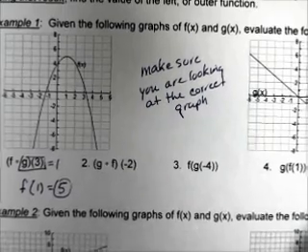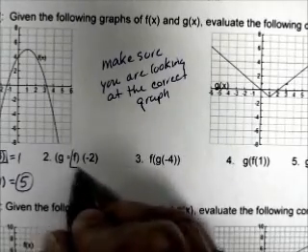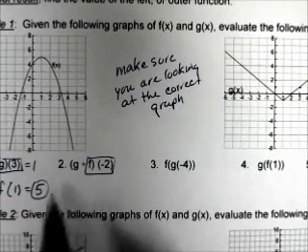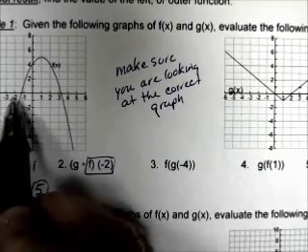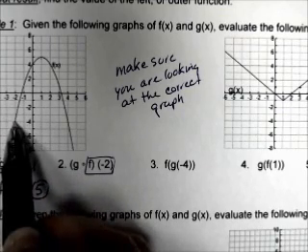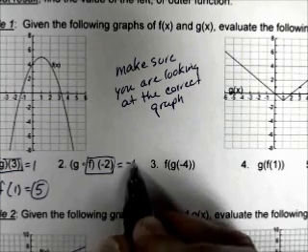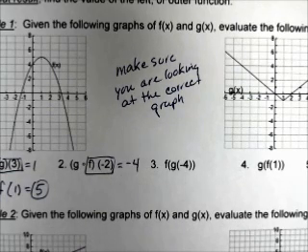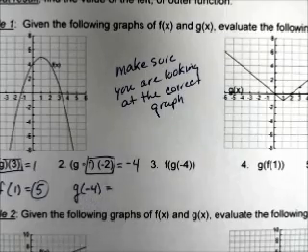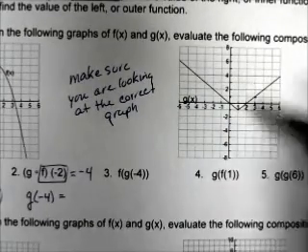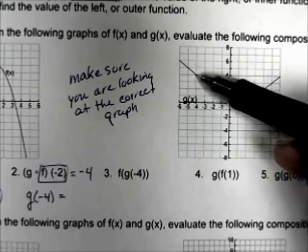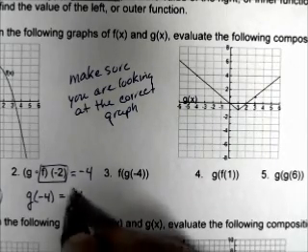Number 2, g of f of negative 2. Finding f of negative 2 first, so make sure you're looking at the f of x graph. F of negative 2, x value on the graph puts us at, looks like, a negative 4 y value. Now g of negative 4. Go to the g of x graph. G of negative 4, let's see, negative 4, point here, y value of 4.